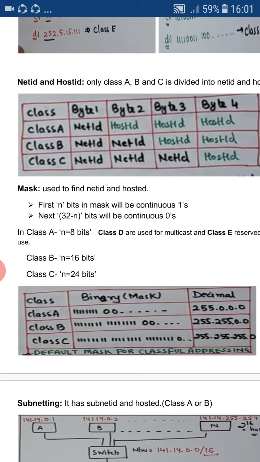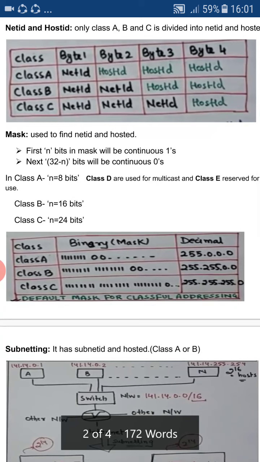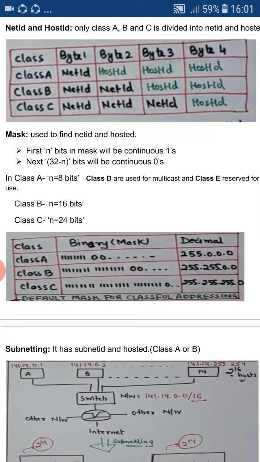The meaning is, in class A, first 8 bits are ones and remaining 24 bits are zeros. In class B, first 16 bits are 1 and remaining 16 bits are zeros. In class C, first 24 bits are 1 and remaining 8 bits are 0. Same thing we have represented here. In class A, first 8 bits are 1, remaining all 24 bits are 0. So when you have all 8 bits as 1, its decimal equivalent is 255 dot, next byte is 0, next byte 0, next byte 0.